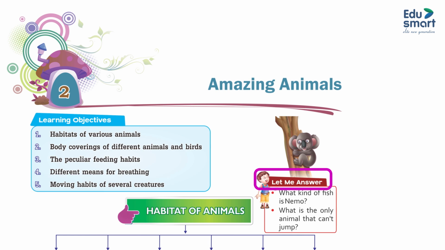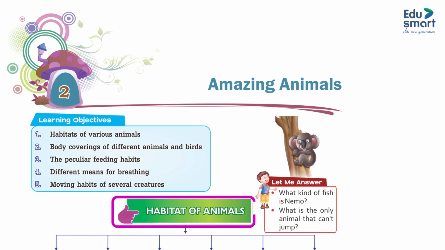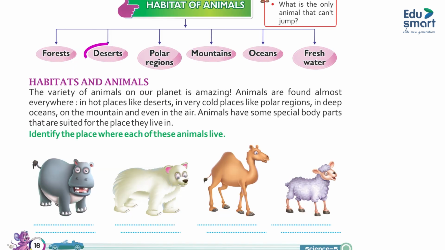Let me answer. What kind of fish is Nemo? What is the only animal that can't jump? Habitat of animals: forest, desert, polar regions, mountains, oceans, fresh water.